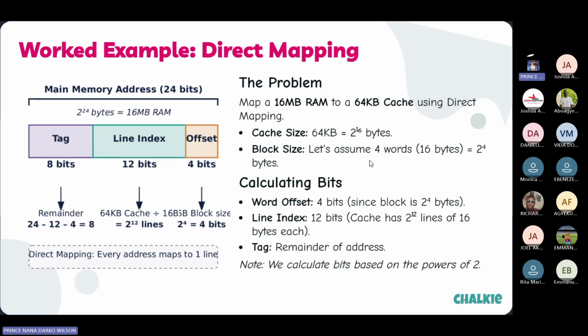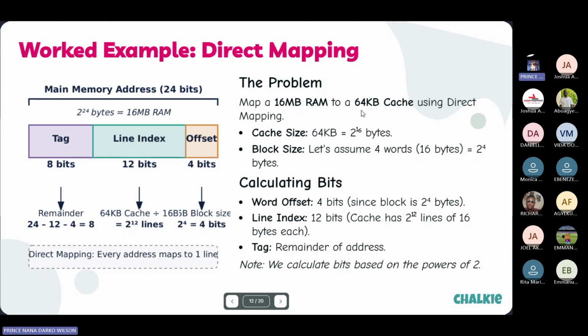Since it's basically running on power, which is either on or off, it uses zeros and ones to represent that. If data is given to you and you're supposed to put it into the cache, you need to translate it into bits. It becomes very important. So the problem says that you have to map a 16 megabyte RAM to a 64 kilobyte cache using direct mapping.